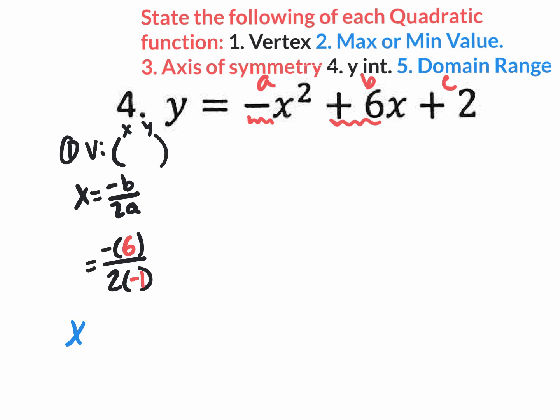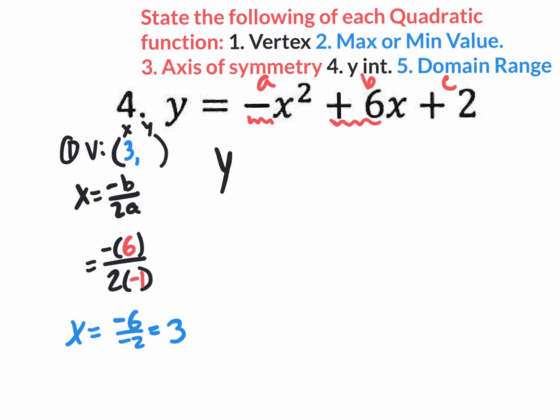I have x being equal to negative 6 up on top over negative 2 on the bottom. That gives me a positive 3. Make sense? All right, so the x value of our vertex is positive 3. For the y value, anytime you have an x and you want to find a y, please plug the x into your original equation.